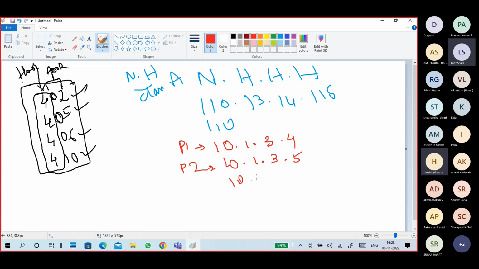Next, 10.1.3.4. This is PC4. Now what will happen? These two PCs won't communicate with each other and it will not communicate with anyone. Okay. For example, I have another PC with 1.2.4.6. These two will communicate with each other. These two won't communicate with each other and also cannot communicate with anyone else. That is called a conflict.